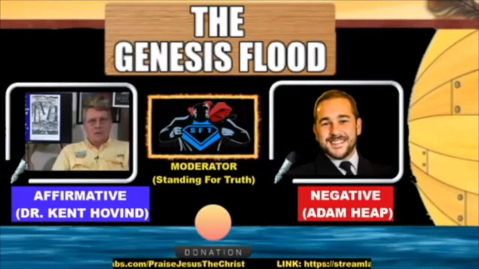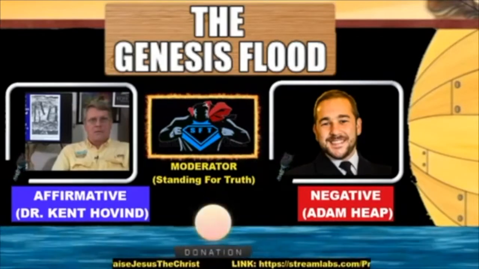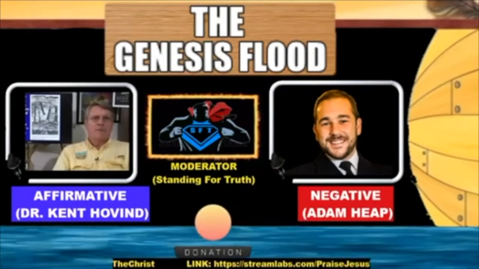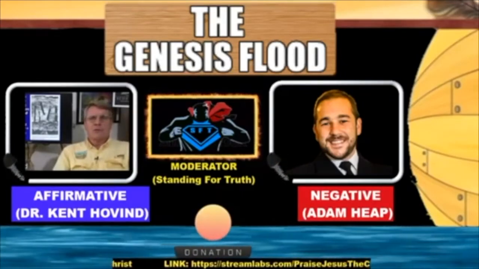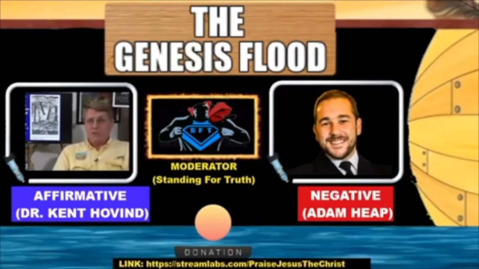Chapter 7, verse 8. Of clean beasts, and of beasts that are not clean, and of fowls, and of everything that creepeth upon the earth, there went in 2 and 2 unto Noah into the ark. Okay, if there are 7, are there at least 2? There were 2 of each kind. There were extras of the clean.